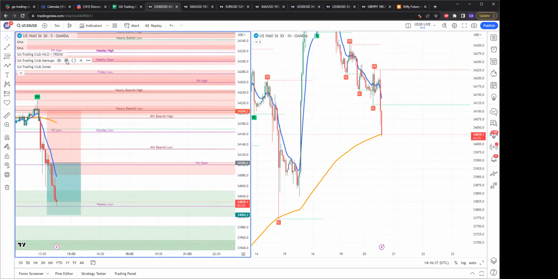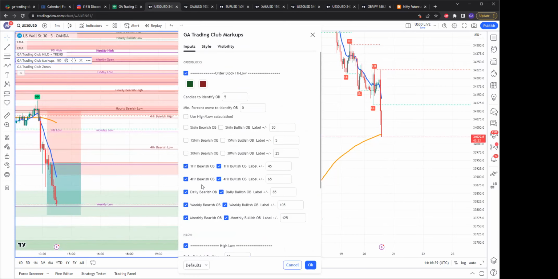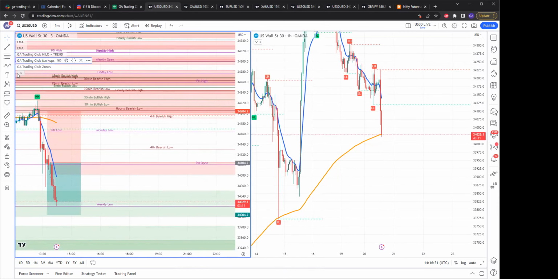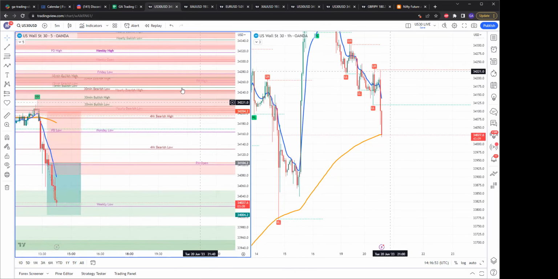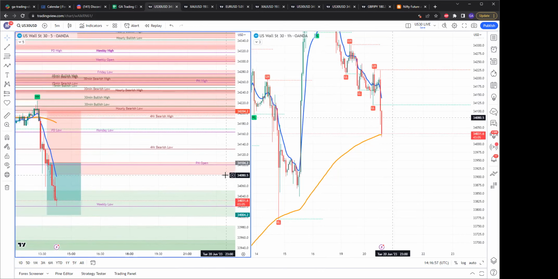So you can leave the hourly, 4-hour, daily, weekly, and monthly bullish and bearish order blocks if you don't want to see these others. But the reason I leave the 15-minute and 30, as much as I don't trade them by themselves, is that if they are next to a 4-hour and 1-hour, that gives me additional confluence for a trade in that direction.